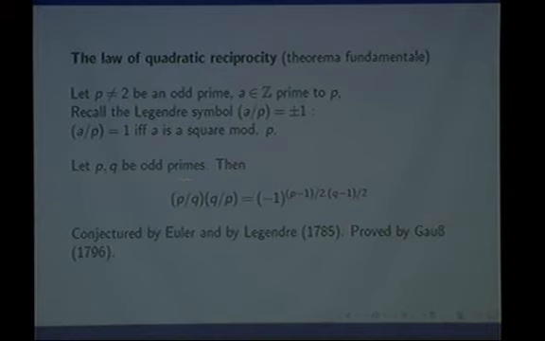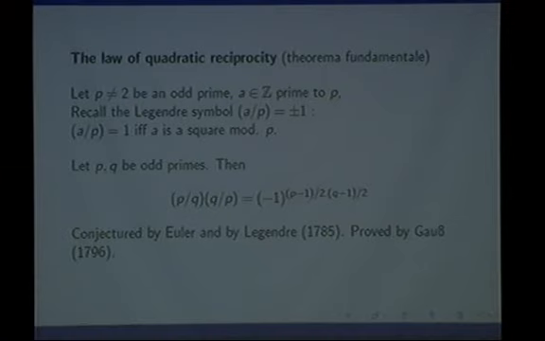Right? And then the remarkable law is that if you take two odd primes, there's a relation between (p over q), the Legendre symbol of p at q, and (q over p), the Legendre symbol of q at p. And it is given simply by (-1) to the power of (p-1)/2 times (q-1)/2. And this was conjectured by Euler and Legendre. In fact, Legendre worked partly from this phenomenon that all conditions but one implied the last one. And it was proved by Gauss.